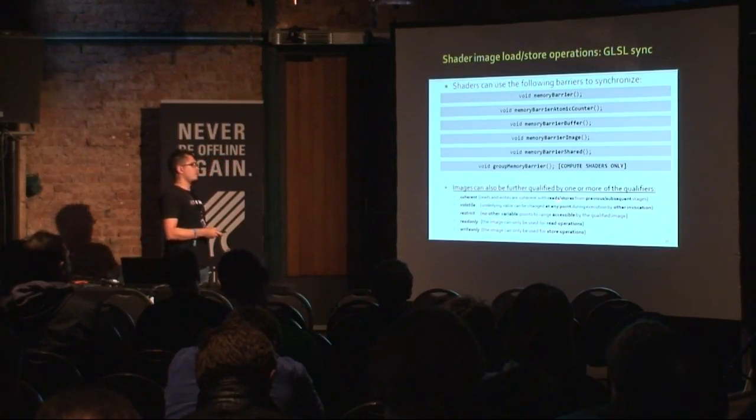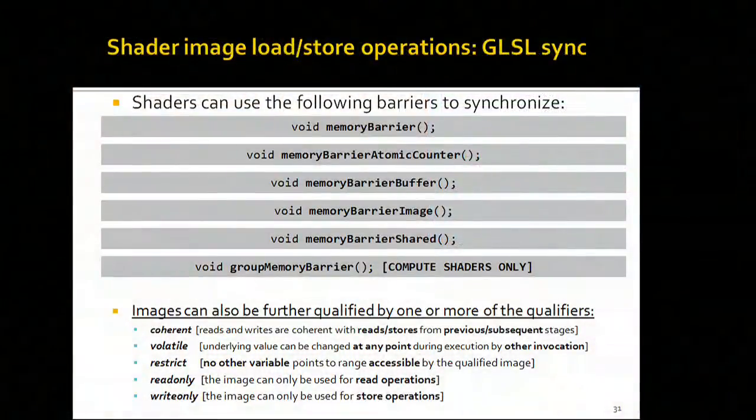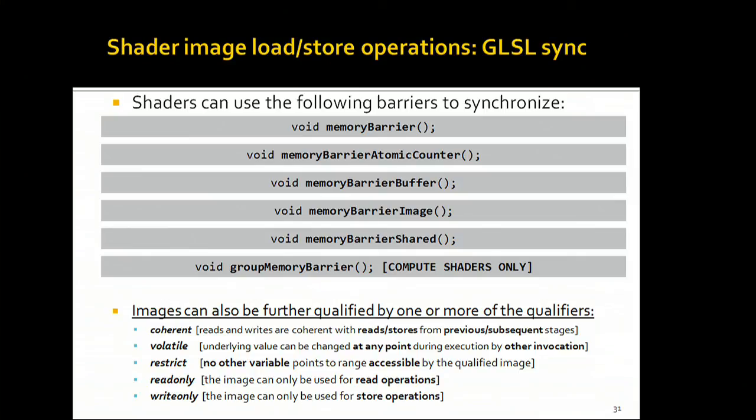OK, there are also quite a few layout qualifiers that you can use for your images. So we've got the coherent keyword, which is about, if you use images in more than just a single stage, you want to use this keyword because this will effectively say that something that I've written to an image can then be read from a subsequent stage. So for instance, in a vertex shader, if I wrote to an image, I want to make sure that I will be able to read that value from a fragment shader.